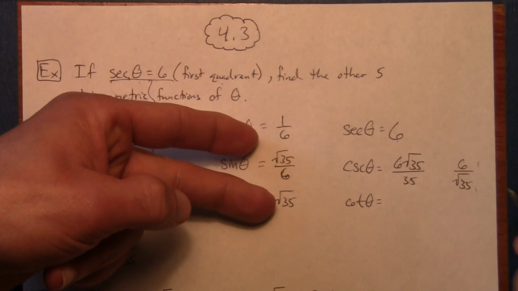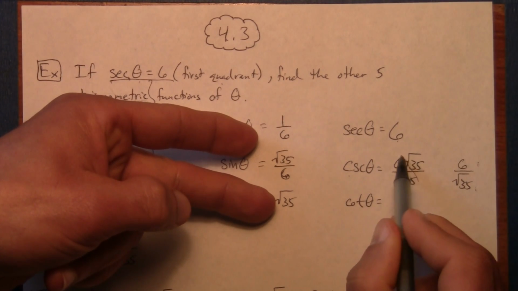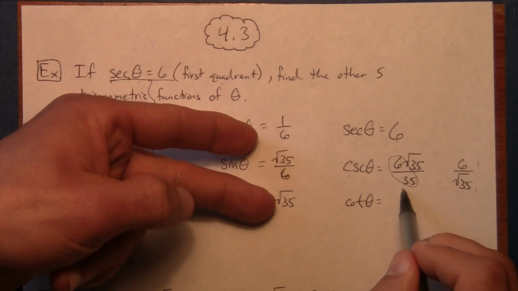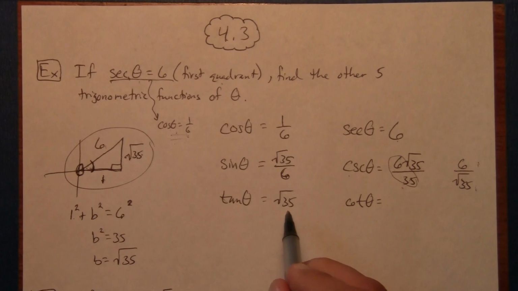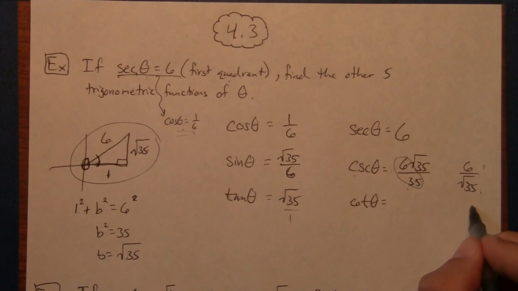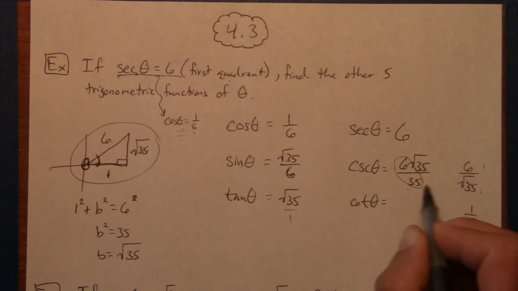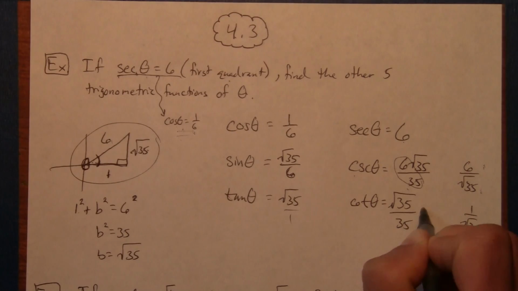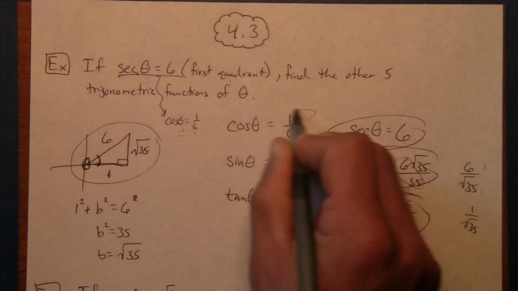If you multiply both top and bottom by a square root of 35, make sure that you check that. If you can simplify that fraction, then you should simplify it further. It doesn't, so you don't have to. Cotangent, this is over 1. If I take the reciprocal of it, it would be 1 over the square root of 35, and again I have to rationalize. So it's going to be the square root of 35 over 35, and there are your 6 trig functions.